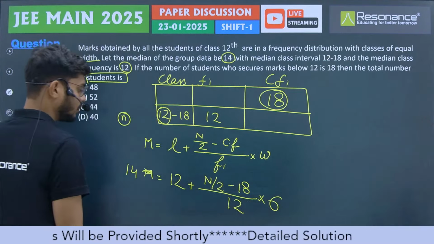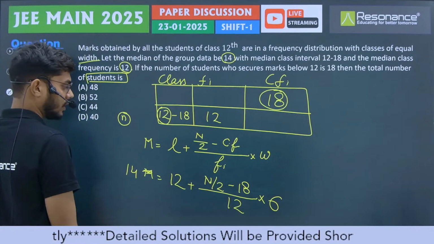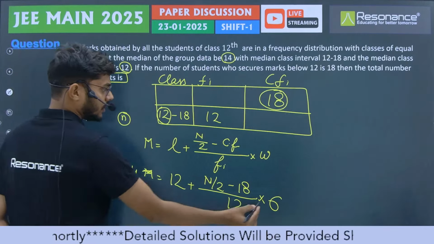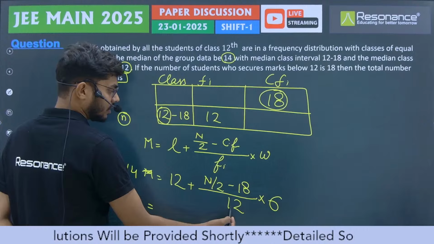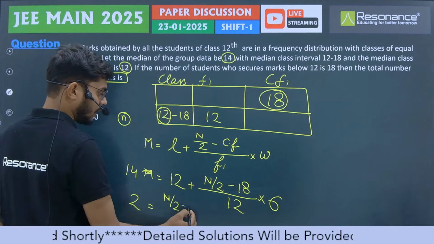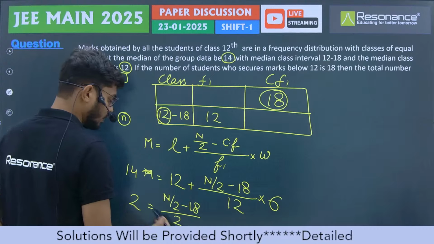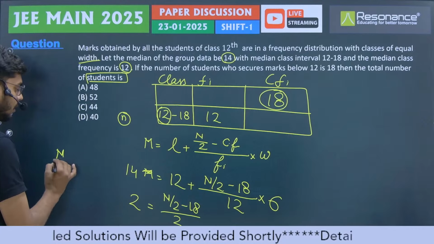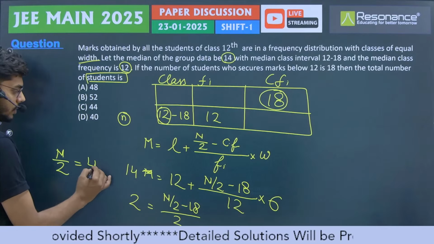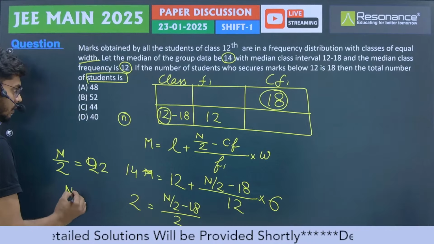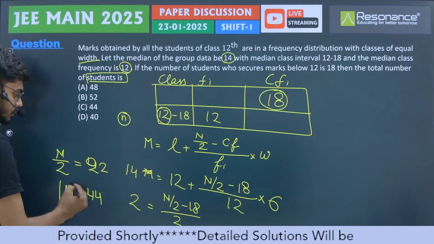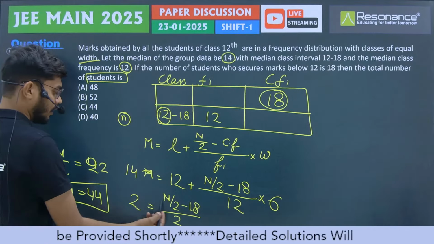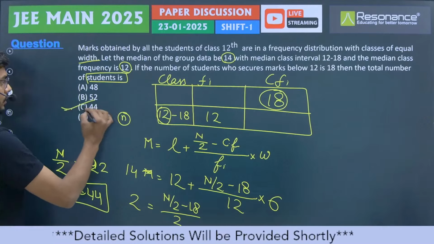By this calculation, you can easily get the number. So 14 minus 12 will be 2. 6 divided by 12 is nothing but 2 itself, right? So n by 2 minus 18 divided by 2. Cross multiply, that will be 4. 18 plus 4 is 22. So I got n by 2 is nothing but 22. What is n? n is nothing but 44. Simple calculation: multiply 2 by 2, I get 4, 18 plus 4 is 22. n by 2 is 22, so n will be 44.